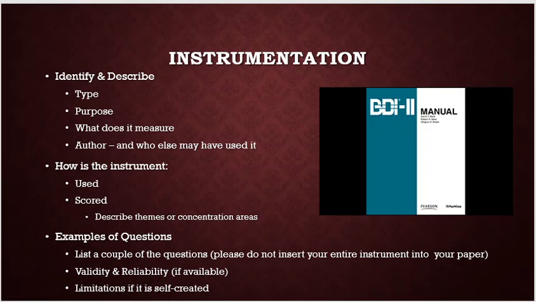Within the instrumentation section of the methodology paper, first identify and describe the instrument that you will use to survey your participants by addressing the author, the type, the purpose, and what the instrument measures. Next, describe how the instrument is used and scored. Sometimes instruments have multiple themes, concentrations, or levels of severity that are all measured simultaneously.